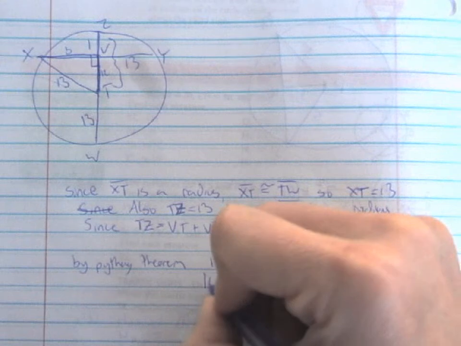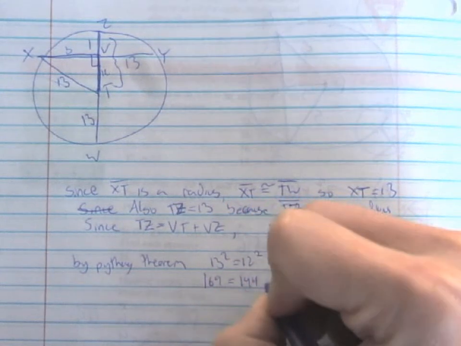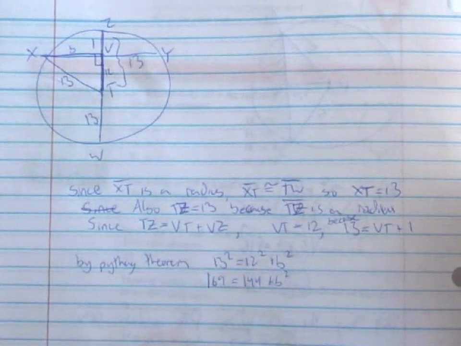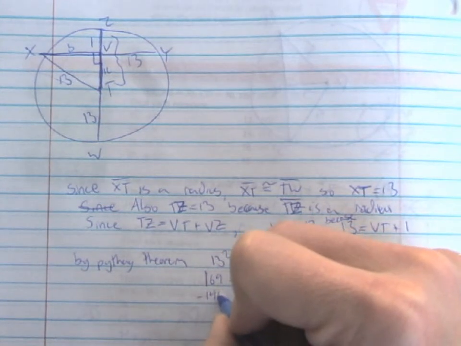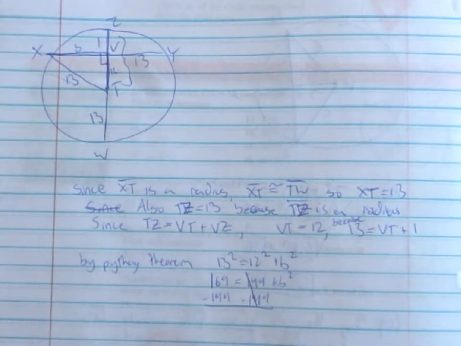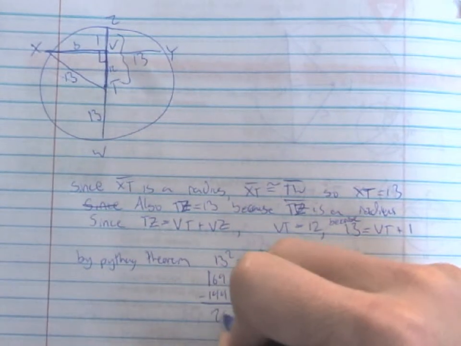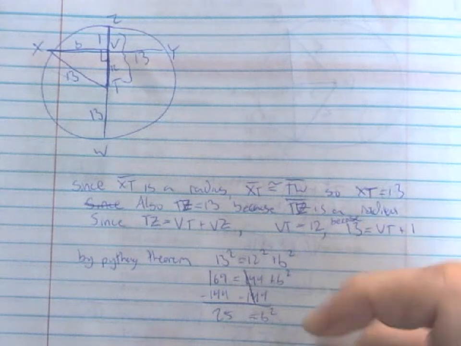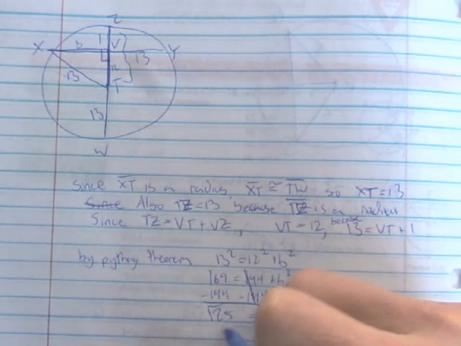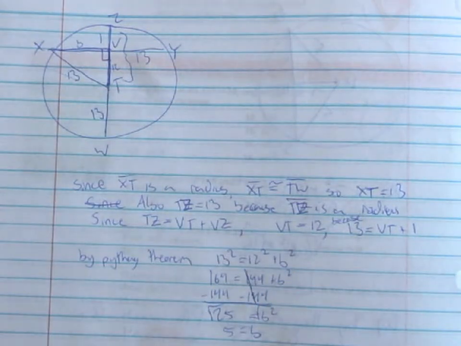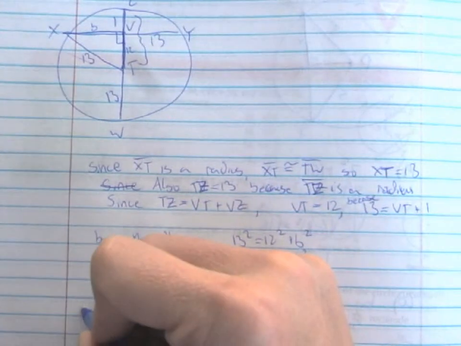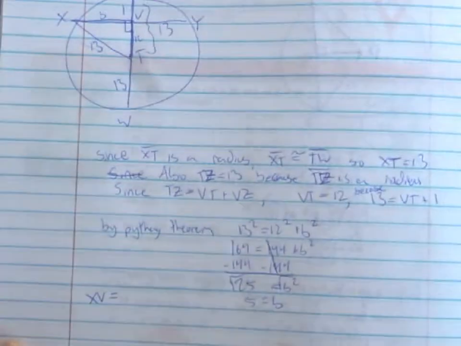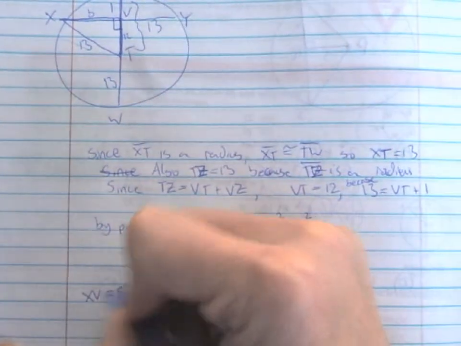So this is 169 equals 144 plus b squared. If we subtract 144 from both sides, we're going to get, let's see, is that 25? Okay, good. That works out. 25 equals b squared. And so then we take the square root on both sides, and we get 5 is equal to b. All right, cool. So that's what we were after. Now, remember, we were originally trying to find the measure of XV, right? So XV is equal to 5.